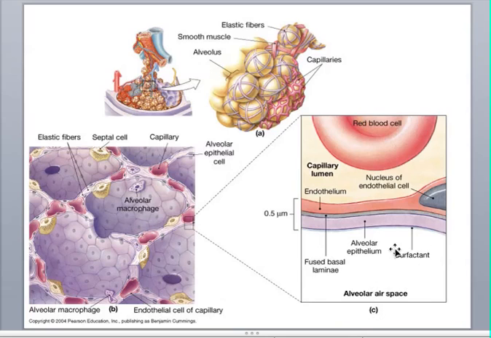So remember, the air contains oxygen, and oxygen will diffuse across the alveolar epithelium and the basal lamina or basement membrane, and then the endothelial cell of the capillary, and then it'll get into the blood of the capillary. So this is what we call the diffusion membrane here.